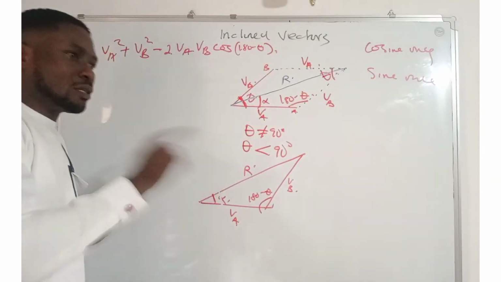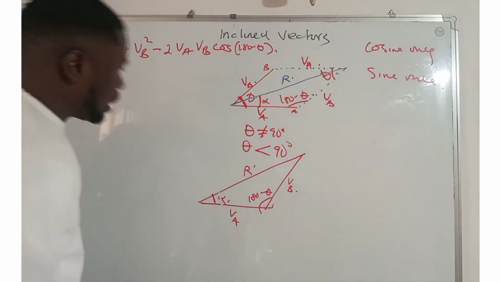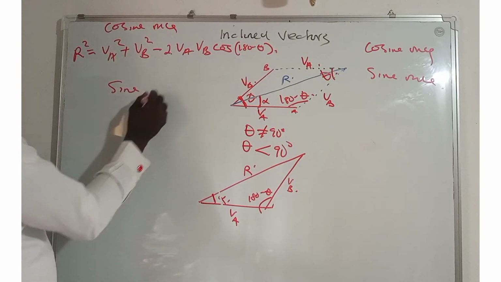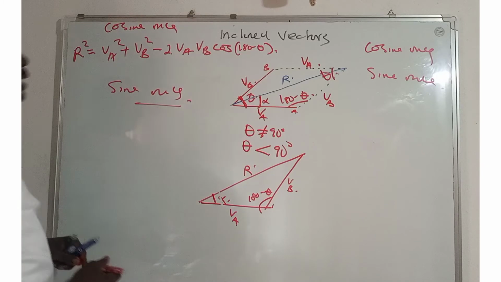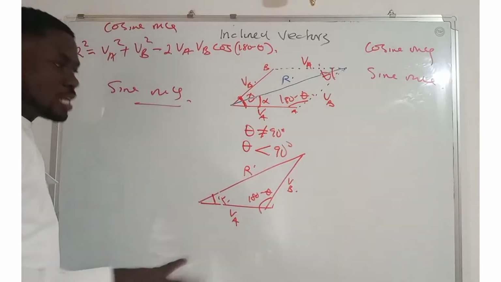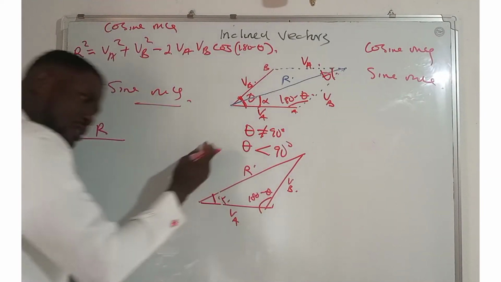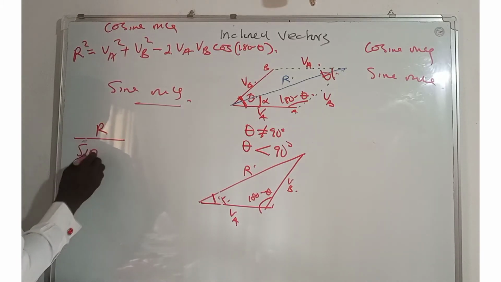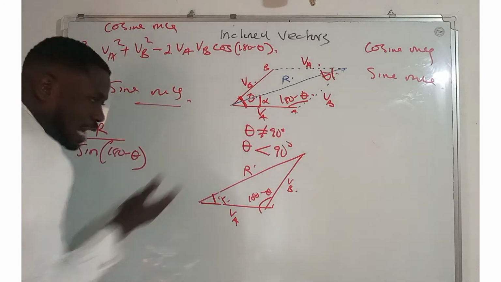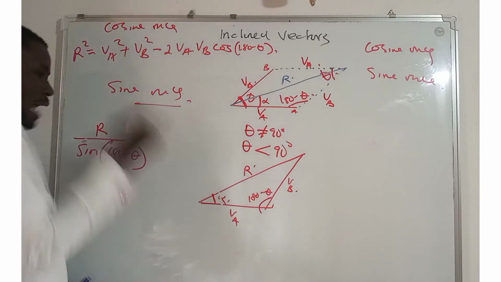If that doesn't happen, then you need to use the sine rule. And what the sine rule says, please know that this is the cosine rule. For the sine rule, what you do is that you consider the side you are interested in. In this case, I'm interested in this side. So I will say R all over the angle that faces it, that is, all over sine 180 minus theta. The R, which is the side I'm looking for, all over the sine of its own angle. And so its own angle must be the angle facing the side.